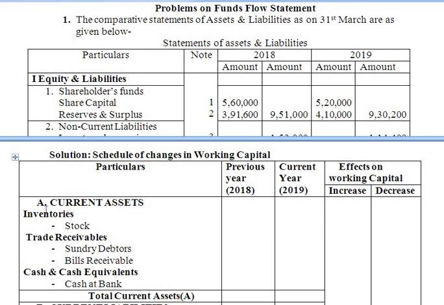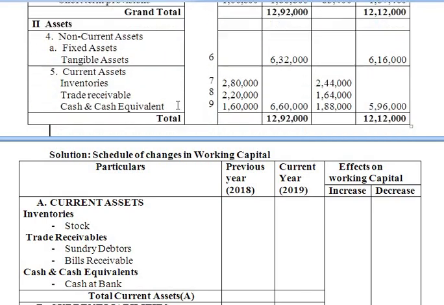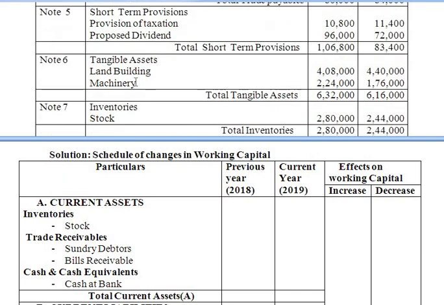So first write here current assets. Now check which current assets are given in the problem. On the asset side, this is the list of current assets. First one is inventories. The details of inventories we can find in note number 7. In inventories we have stock. What is the amount of stock for the year 2018? It is 2,80,000, so we will write here 2,80,000.